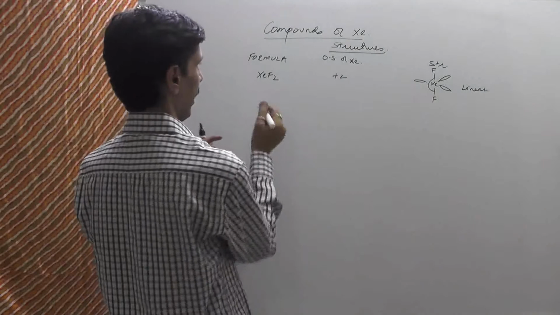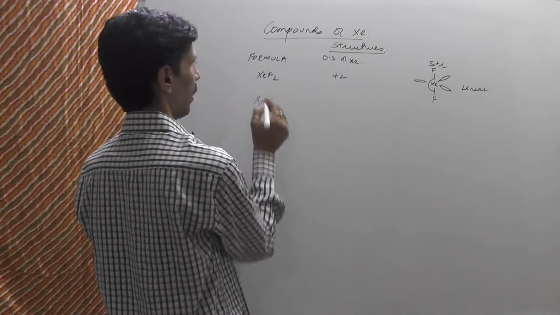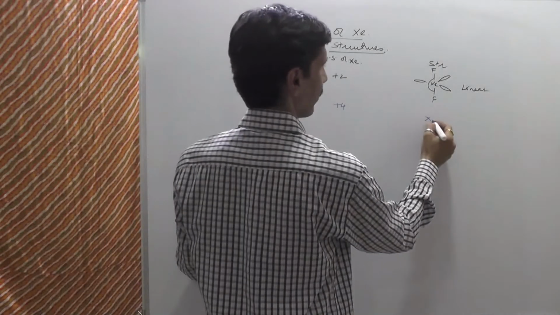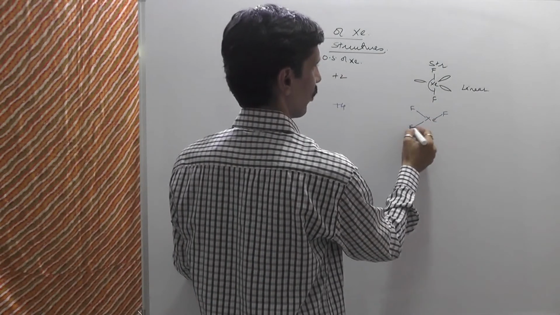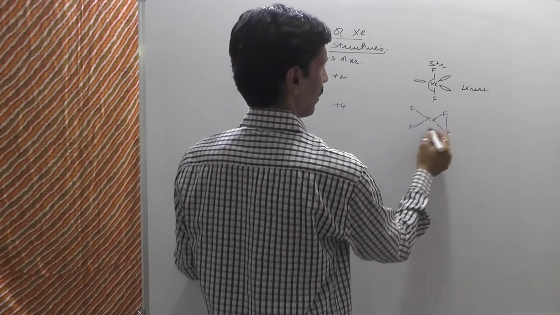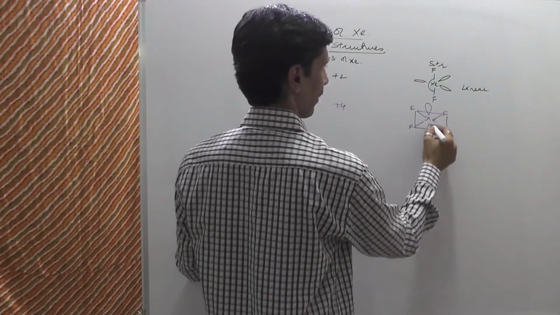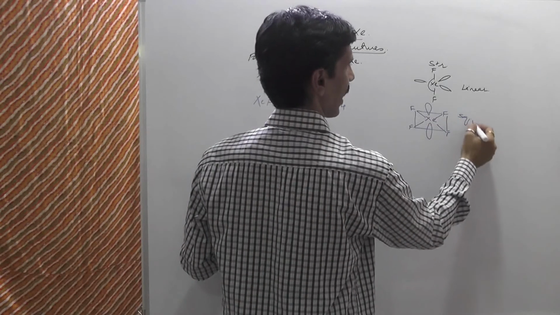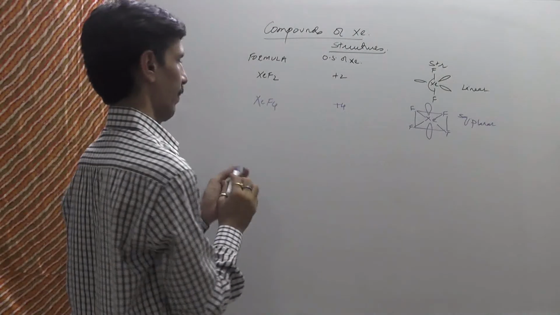Now we will talk about XeF4, so here its charge will be +4. Now in this case we have xenon, fluorine, fluorine, fluorine and fluorine. These are going to be at the four corners of a square, and then we got 2 lone pairs like this. Okay, so it has a square planar structure. Okay, structure is square planar.